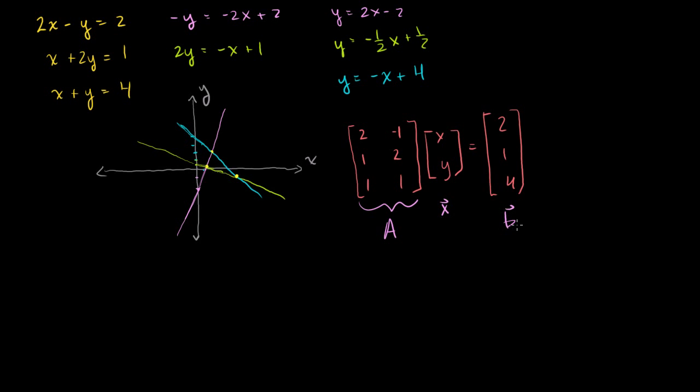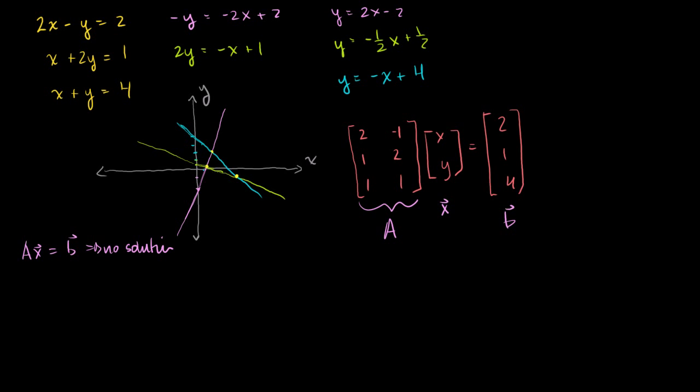Or another way to say it is that b is not in the column space of this matrix right here. Now, we learned in the last video that we can't find a solution to Ax equals b. Ax equals b has no solution. We see it graphically here. These lines don't intersect with each other. And you could prove it for yourself algebraically by trying to find a solution here. You'll end up with 0 equals 1.